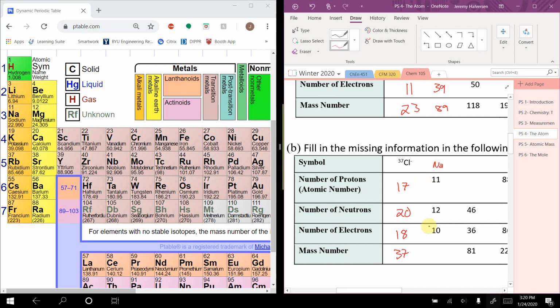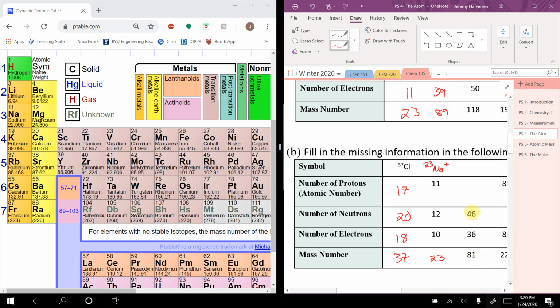All right, 11 protons is sodium. And then because it also has 12 neutrons, the mass must be 23. And then because of 11 protons and 10 electrons, this is actually going to have a positive charge because it's deficient 1 electron.